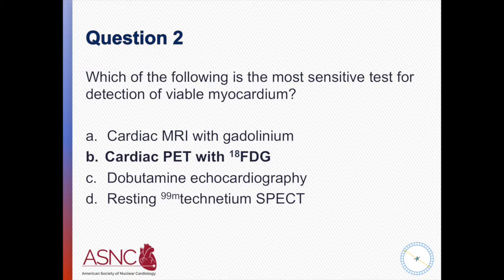Resting technetium SPECT or resting thallium SPECT obviously can be an alternative method for looking for residual resting myocardial blood flow, implying the presence of significant residual myocardial viability, but it's not quite as sensitive as FDG for detecting the very hypoperfused but viable hibernating myocardium.